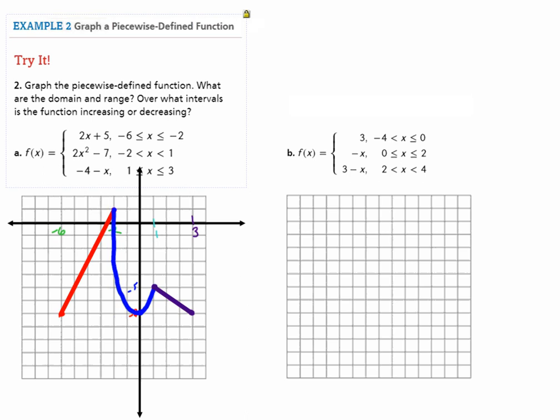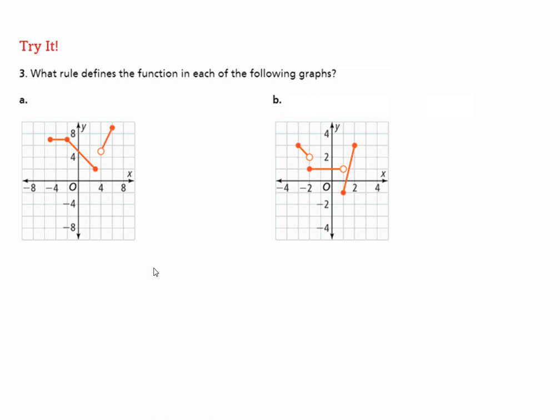That's your first piecewise function where it goes one thing one way, and then all of a sudden it changes and does something else, and all of a sudden it does something else. That's based on these rules. I just went straight down the line. Your next try says, what rule defines the function in each of the following graphs?